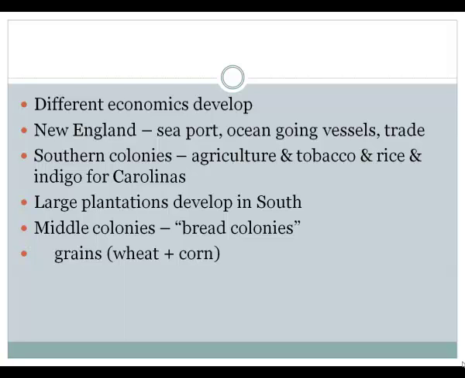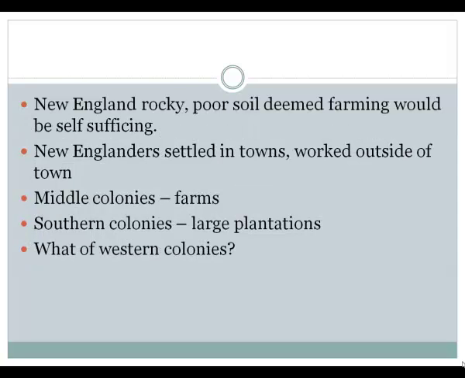Now, in the middle colonies, you know, New York, New Jersey, Pennsylvania, these are called our breadbasket colonies. That's where all the grain is grown, the wheat and the corn. Whereas in New England, the rocky soil makes it so that you can farm for self-sufficiency, but you can't really farm to make any money. The people who had farms even lived in town and would go out of town to do their work on their farms. The middle colonies were basically large farms, and the southern colonies, large plantations and small plantations.